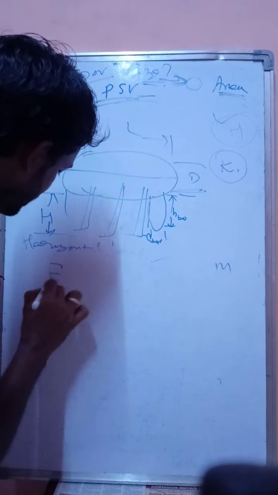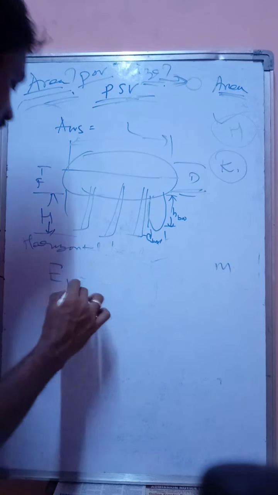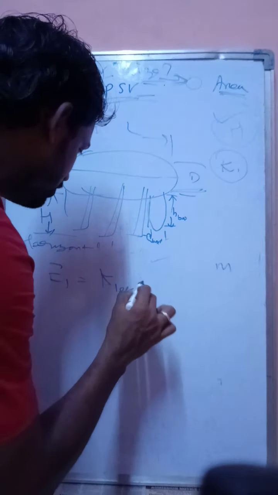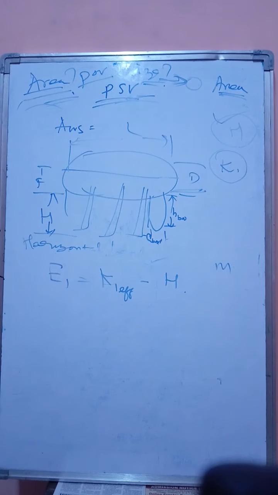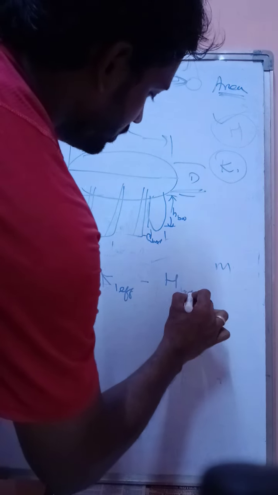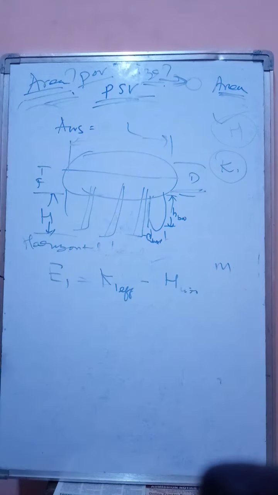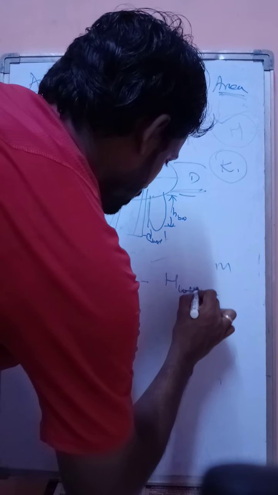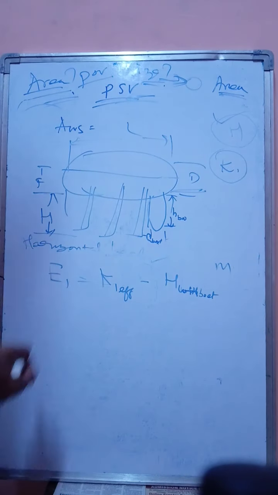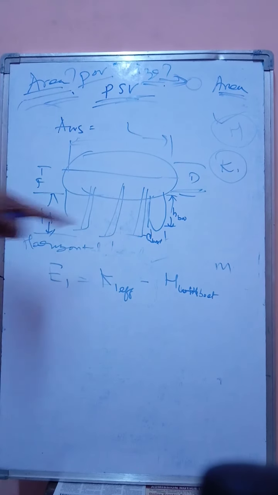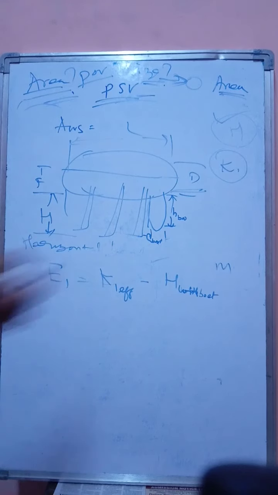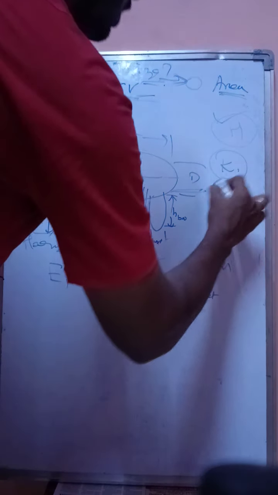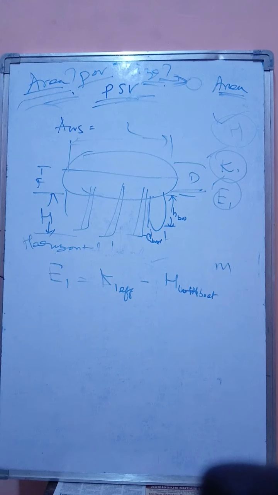Initial liquid level is referred to as E1, which is equal to K1 effective minus H. If it is with the boat, it is H with boat. If it is not with the boat, you can simply write H, right? Okay, now we have calculated the K1 effective, and we already calculated the H with boat, so you can find E1. So we got 3 parameters.